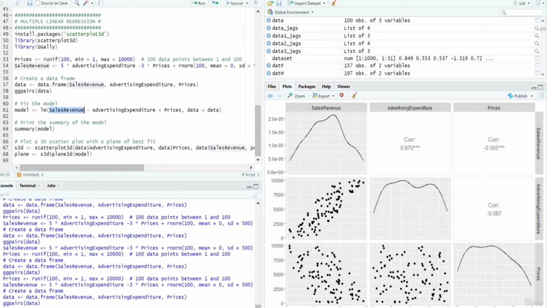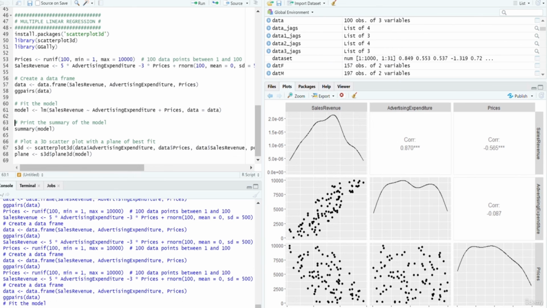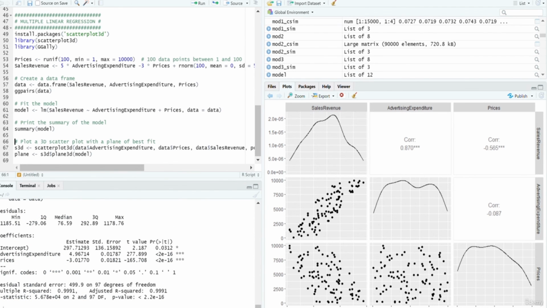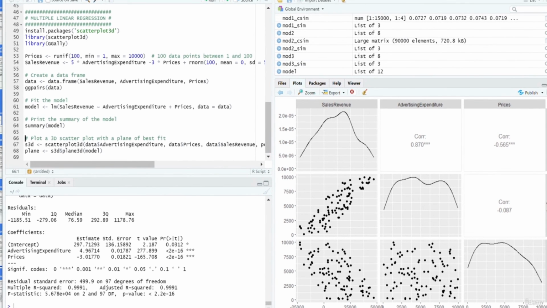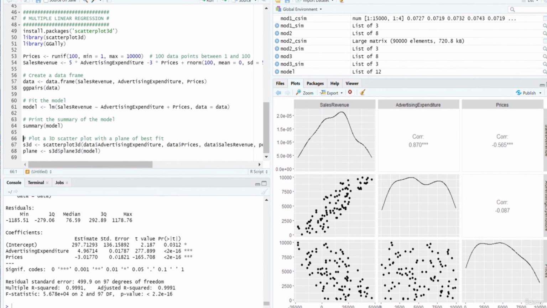We take sales revenue, we model it as a function of advertising expenditure and then prices using our data. And we learn our model. We can print out a summary. There we go. And so as you can see, it learns almost a 5 for advertising expenditure and then almost a -3 for prices. And so that's good. And it finds that both of them are significant, which is also good.